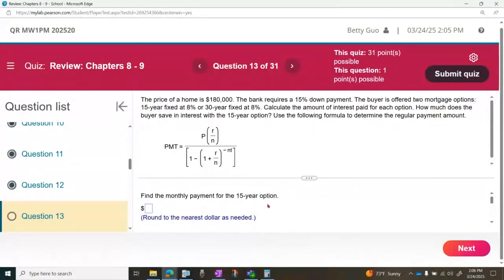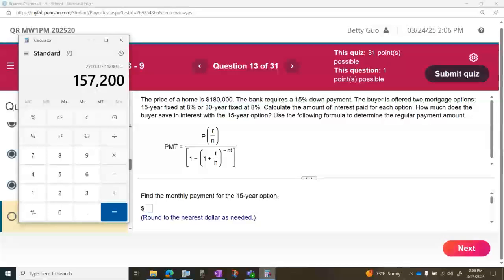Okay, find the monthly payment for the 15-year option. Yeah, you can use a calculator. You can use the formula. No problem. You have to figure out what the mortgage is. Your mortgage is not 180,000. Your loan amount is 85% of that. Can we agree on that?